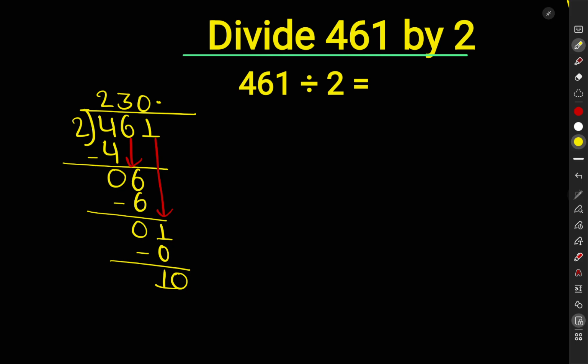So it is 10 and 2 times 5 is 10. On subtracting, it is 0. So 461 divided by 2 is 230.5.